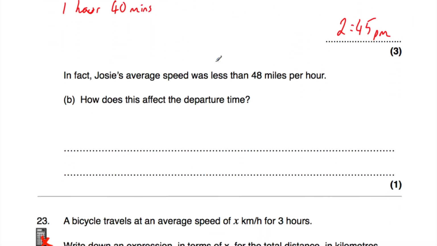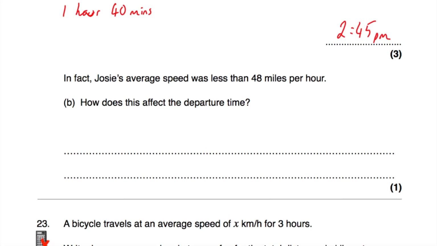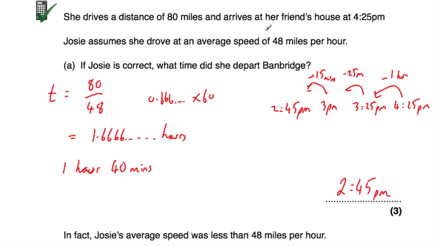Okay, the question then says, in fact, Josie's average speed was less than 48 miles per hour, so she didn't travel as fast as she thought she travelled. And then we're asked in part B, how does that affect the departure time? Okay, so if she's travelling at a slower speed, it'll take her longer to drive the 80 miles. So it won't be as quick. She wouldn't do the journey in 1 hour 40 minutes. It'll actually take longer. It might take 1 hour 50 or 2 hours or something like that.